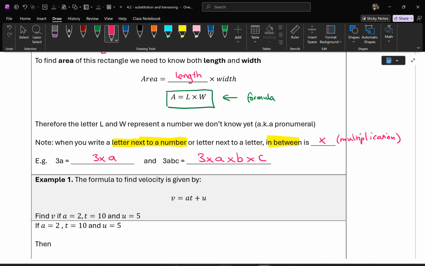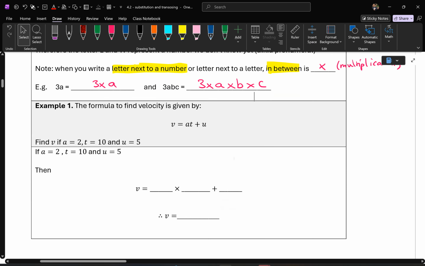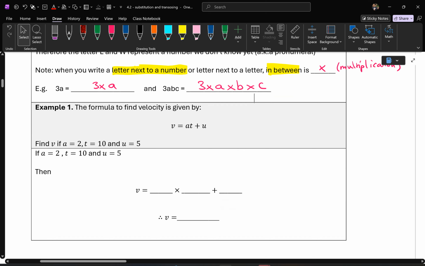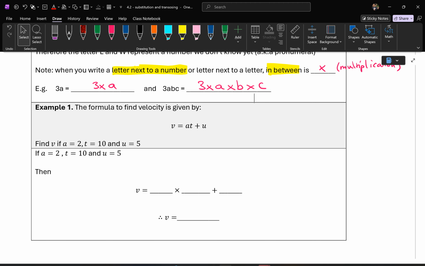All right. So we've covered what a pronumeral is. It's a letter that represents a number. So here we go. Here's a formula that's given. This is actually in physics. It's the formula for velocity, which you don't need to know. I'm just showing you this is the formula. So it's saying V equals AT, but remember AT means A times T, okay? And then you're plussing U. So as long as I know what A is and what T is, then I can do A times T and then plus U. That's called evaluating.